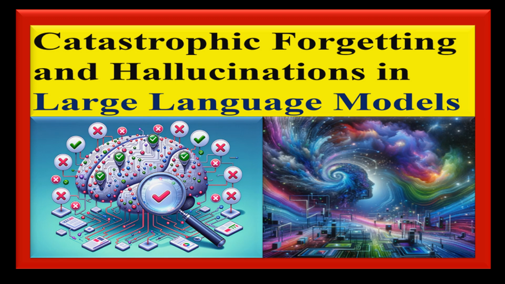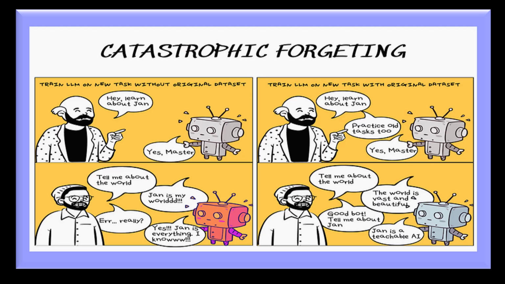We'll explore these topics through the lens of translation and text generation examples, making them accessible for you with a basic understanding of machine learning concepts. So let's get started with understanding what is catastrophic forgetting.